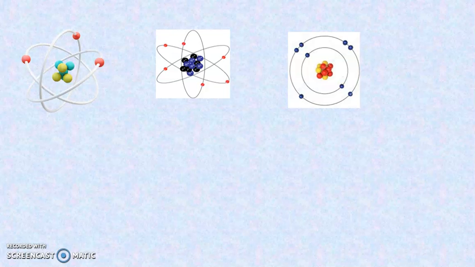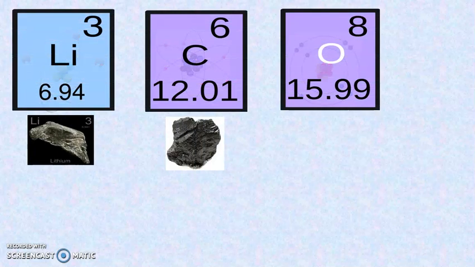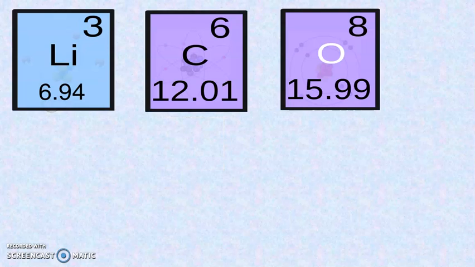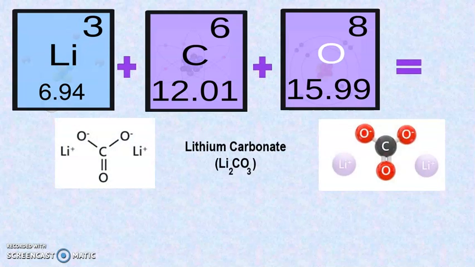So here we have three different types of atoms, which make up three different elements, which are lithium, carbon, and oxygen. Lithium and carbon are solids, and oxygen is a colorless and odorless gas. When two lithium atoms, one carbon atom, and three oxygen atoms are chemically combined, they make up a compound.